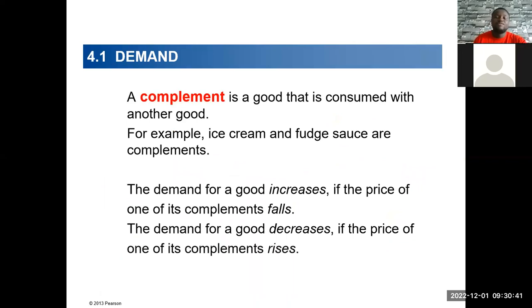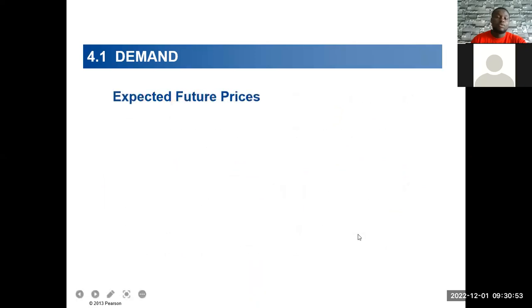Okay, if you want to use this point, you have to explain the two, the complements and then the substitute, because they are not the same. They work in opposite directions. Okay. All right, so that is for price of related goods. Now, expected future prices. See, this thing normally happens. Assuming we hear that next week they are going to increase prices.